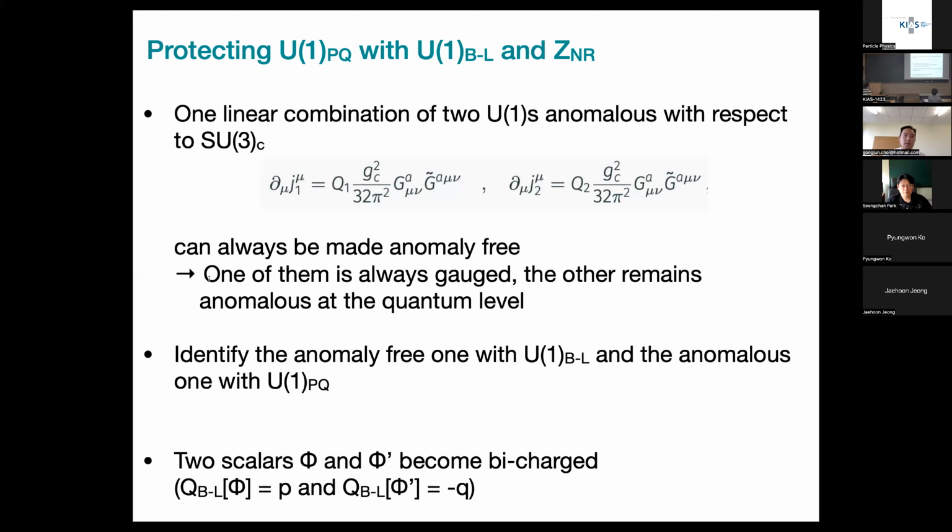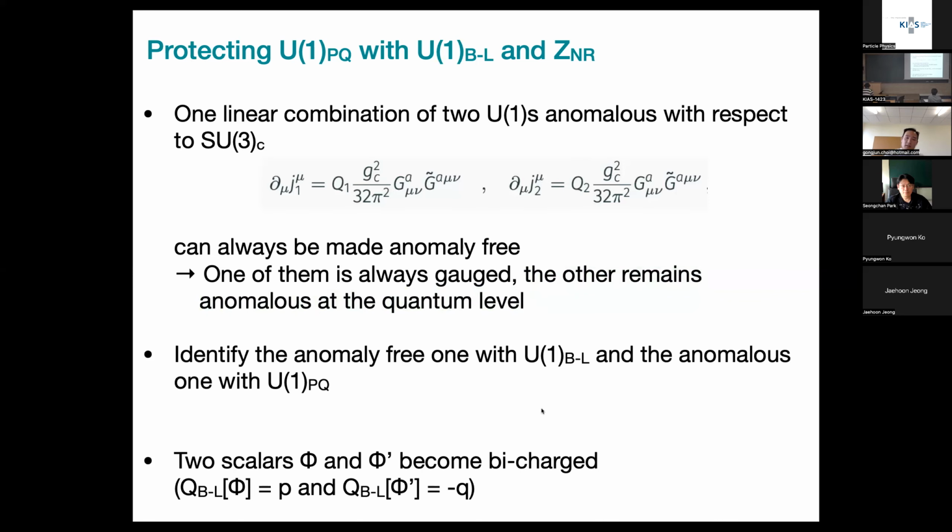However, even so, when one of them is gauged, the other linear combination always remains anomalous at the quantum level. It's still anomalous. This is what always happens when you're given two U1s. And then I'm assuming this kind of setup.